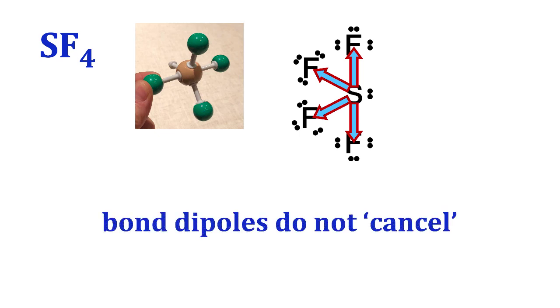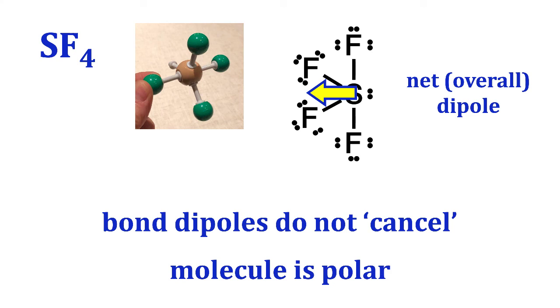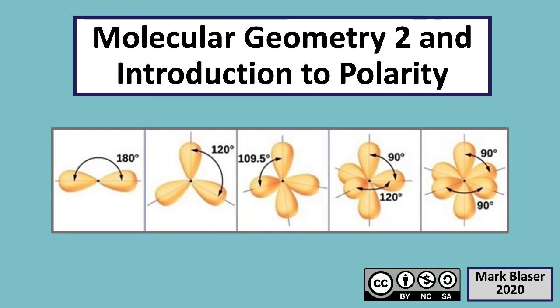And since those dipoles don't cancel, there's a net dipole towards the 2 equatorial fluorines, and a net overall dipole means that the molecule overall is polar. So this side's a little bit more negative, those equatorial fluorines. This side's a little bit more positive, and the molecule overall is polar. All right, so that is it for Molecular Geometry Part 2 and an introduction to polarity.